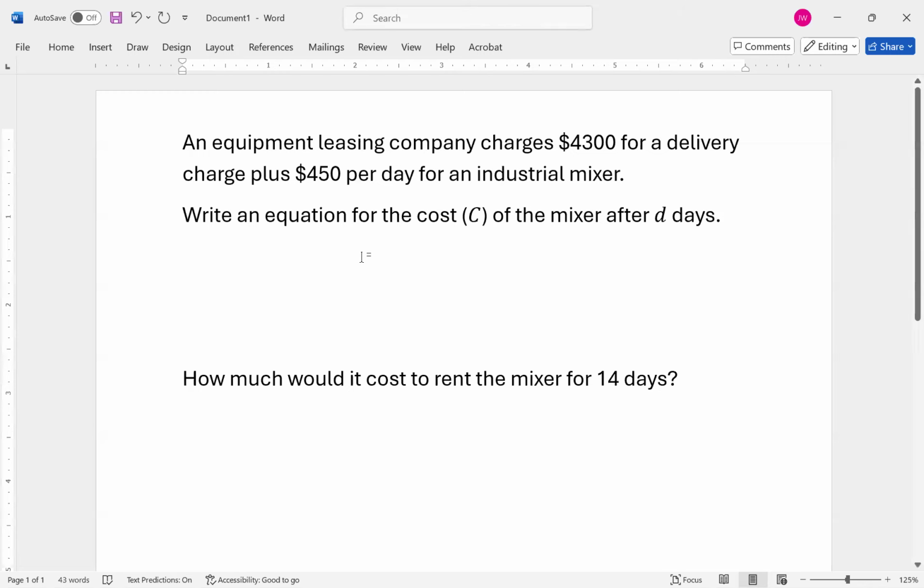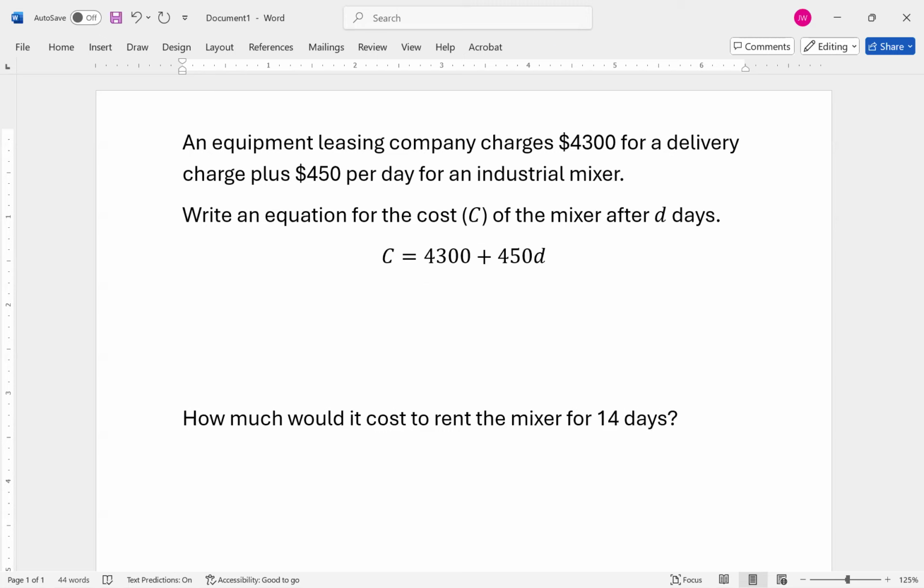In this case, what we do is we're going to set up the linear equation. The leasing company charges a flat rate of $4,300 plus an additional $450 per day. So the total cost, which we're writing as C, is equal to that flat rate of 4,300 plus 450 per day. Whenever it says per day, we're thinking 450 times the number of days that we have rented this for.